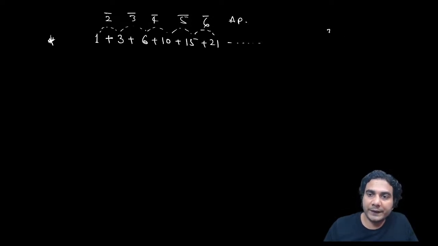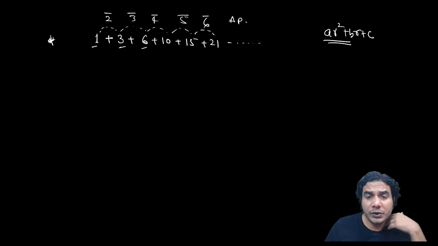The general term is of this type: AR square plus BR plus C. Okay, but you'll have to find A, B, C. How to find A, B, C? You can put R equal to 1. So you'll get A plus B plus C equal to 1. Similarly, R equal to 2 equated with 3, and R equal to 3 equated with 6. And you'll get 3 equations, solve these 3 equations. So this is one of the ways.